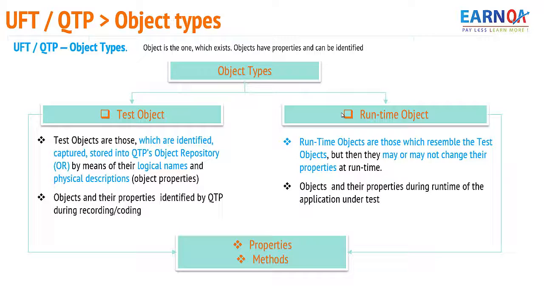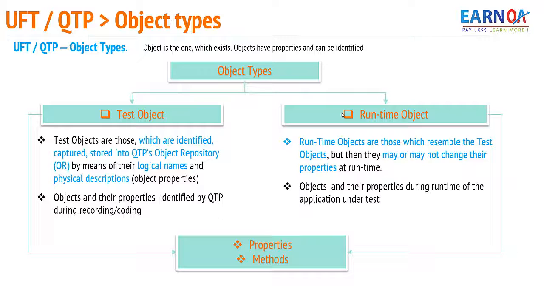So that's all about objects being of two types: test object and runtime object. Test objects are those which are identified, captured and stored by QTP into its object repository. QTP learns, captures, identifies and stores the objects with their properties. And object properties come in two segments: logical names and physical descriptions.